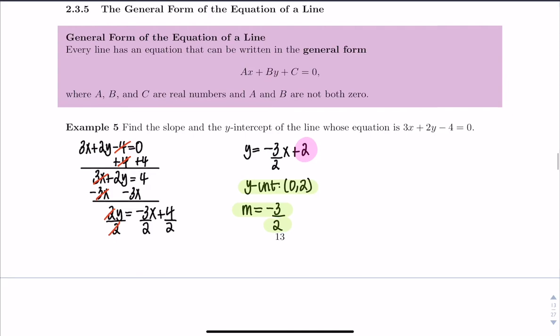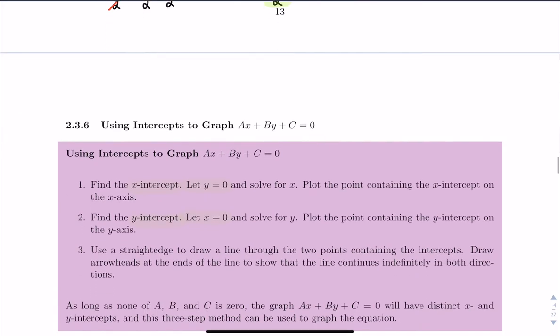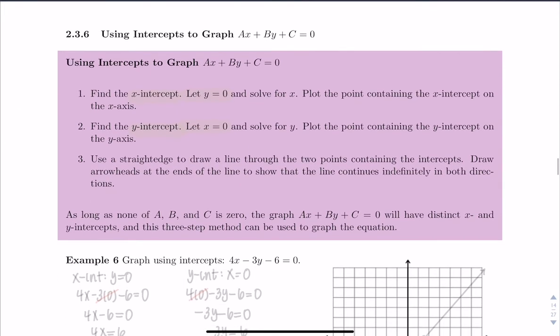So now let's talk about graphing with the standard form. We want to use the intercepts to graph anything that's in the form of ax plus by plus c equals 0. So to find the x-intercept, you let y be 0 and solve for x. So it's the opposite of what you would want it to be. For x-intercept, you let y be 0. To find the y-intercept, you let x be 0. Once you found your two intercepts, you can just draw a line between the 2 points.